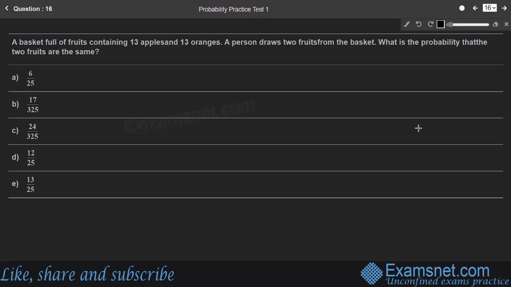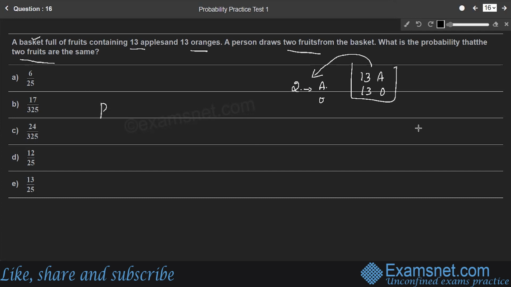Question number 16. A basket full of fruits containing 13 apples and 13 oranges. A person draws 2 fruits from the basket. What is the probability that the 2 fruits are the same? Right? A basket contains 13 apples and 13 oranges. When a person draws 2 fruits from the basket, the probability that the 2 fruits are the same, right? They are the same means 2 fruits are either apples or oranges, that means 2 fruits are of the same variety, right? So either apples or oranges.